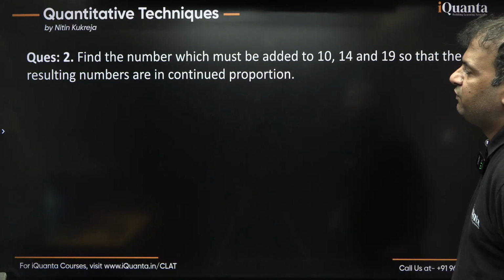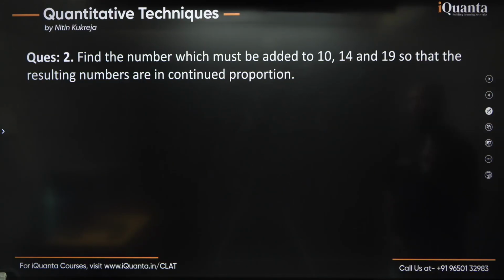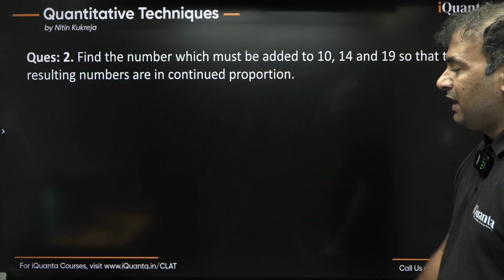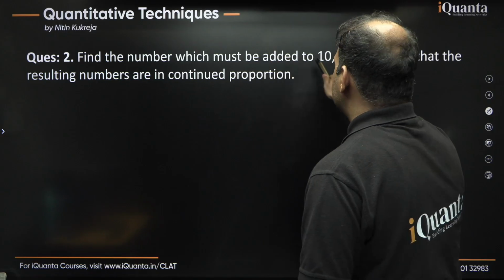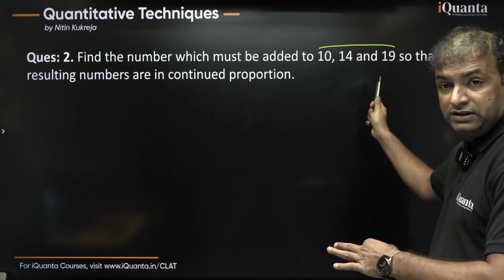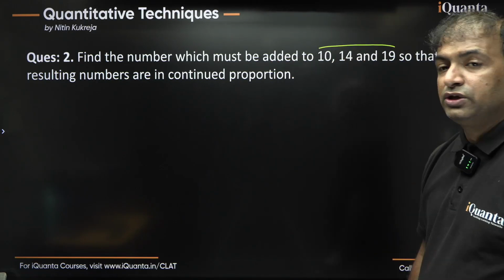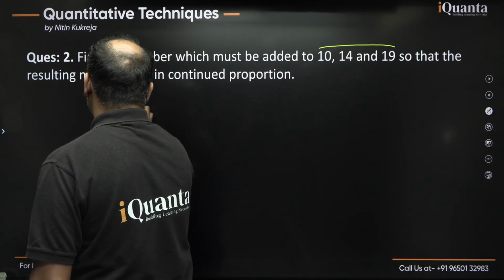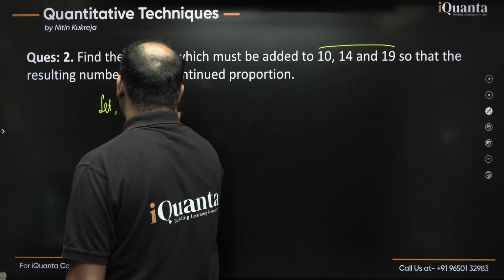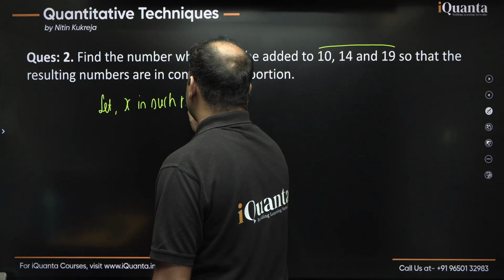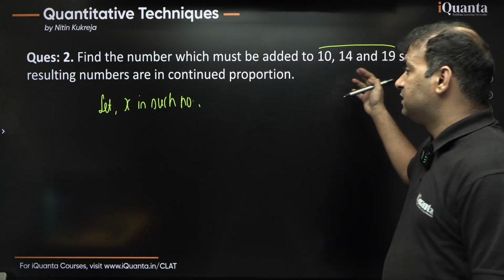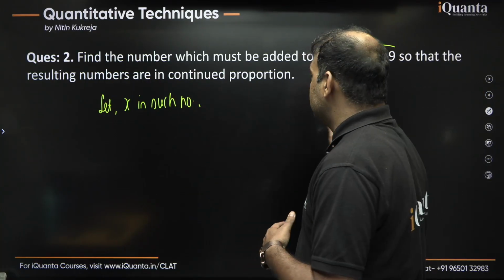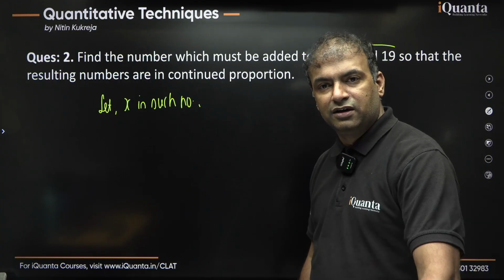Okay, the second question, this is a good one, right? This question says find the number which must be added to these numbers so that the resulting numbers are in continued proportion. Okay guys, we have to find one such number which must be added to all of these three numbers, so that the resulting numbers are in continued proportion. So first thing, we can assume that number. Let x be one such number which should be added to these three, and then the resulting numbers must be in continued proportion. So guys, if x is added to all of these three numbers, what should be the resulting numbers first of all, right?